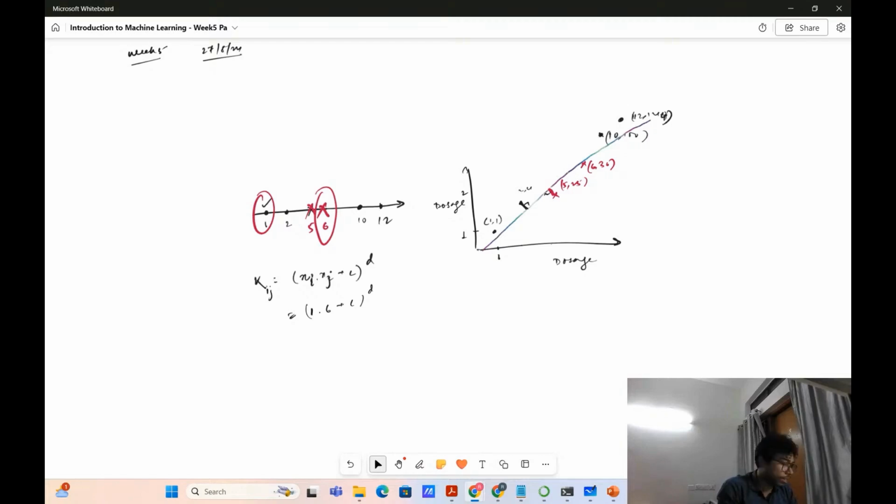For very close examples, for example 1 and 2, which are closely related and close to each other, you will have a lower kernel value, a lower value of k. Whereas for 1 and 6, you will have a higher value of k. Is that clear? Okay. So that is what the kernel basically physically means.